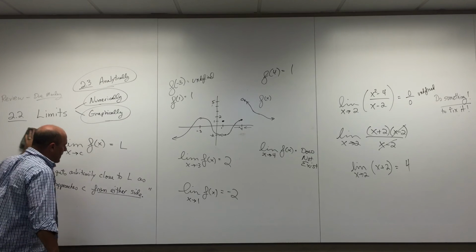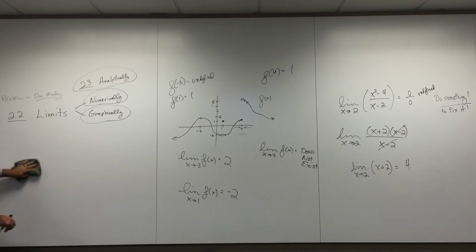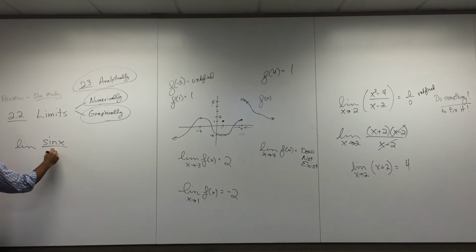Let's do one more here. We're getting close to the end, but let's just do one more. I think this shows up in one of your first problems in 2.2. The limit of sine x over x as x approaches 0.